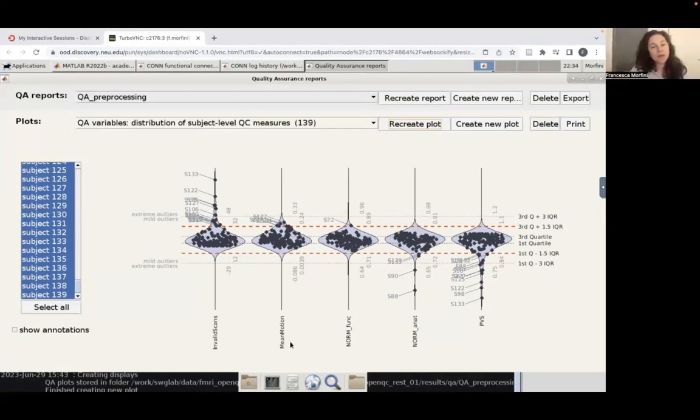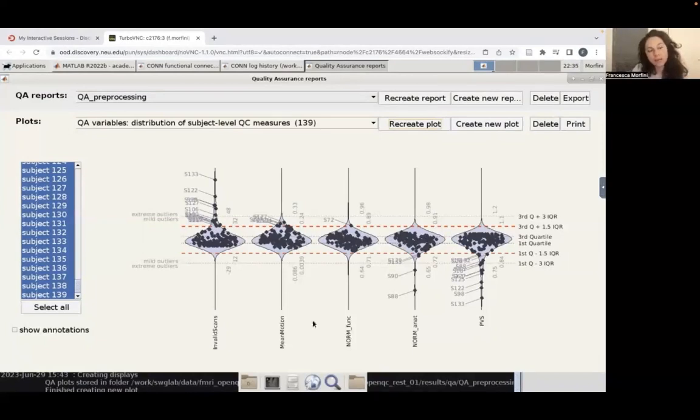Mean motion is the mean value of frame-wise displacement calculated based on only the valid scans. So after removing the scans that are considered outliers. And this measure can be considered very informative, for example, about the state of the data after preprocessing. So this is sort of a measure of potentially remaining motion level in the data.